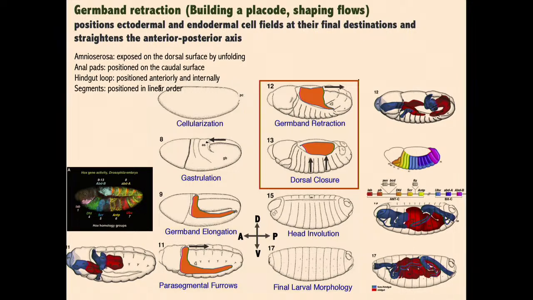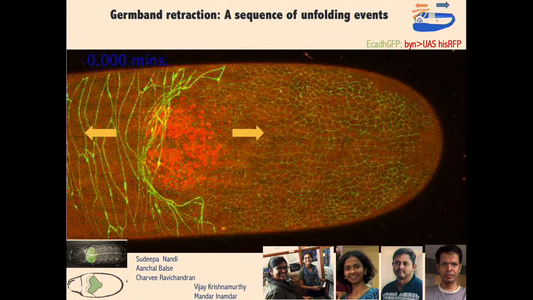But it also positions all of the segments in a linear order. So here the tail end segments were at the top, but by the end of this process, those tail end segments are back at the tail end. Okay, so we can actually watch this process happen at fairly high temporal and spatial resolution, and what you will see here are two colors. One in green marks the outlines of the cells.